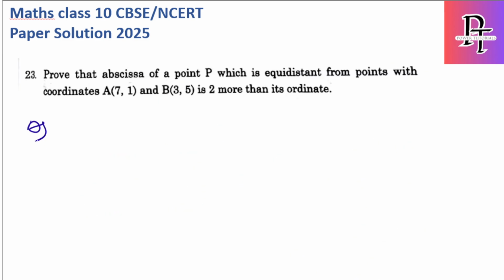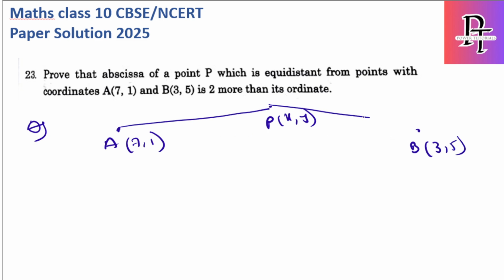Let's see the next one. Prove that the abscissa of a point P, which is equidistant from the points of coordinates, is 2 more than its ordinate. Okay, so when I say equidistant, suppose we have a point A here which is 7 comma 1, and suppose we have a point P here, x comma y, and here we have another point B, 3 comma 5. Equidistant means the distance from A to P and P to B are the same.